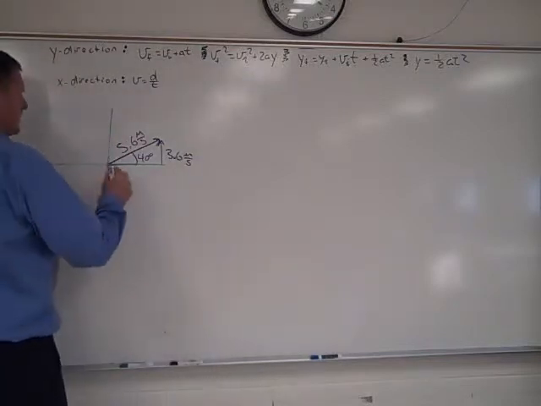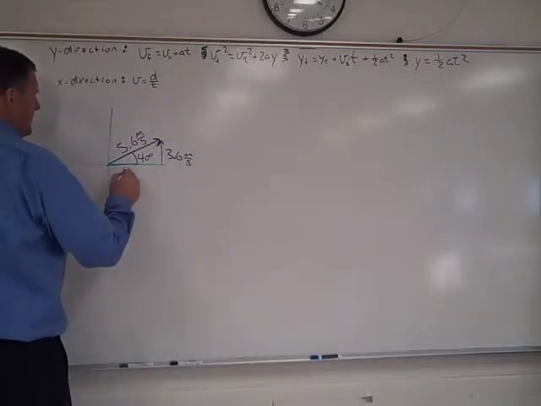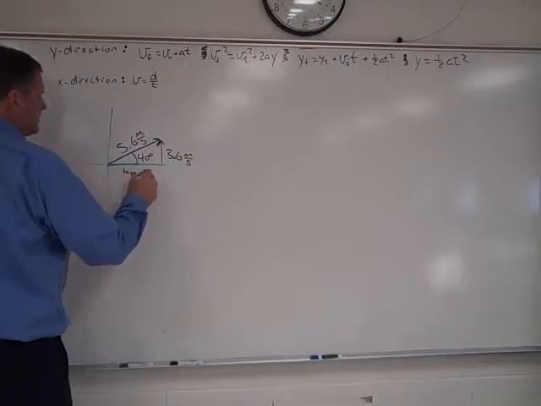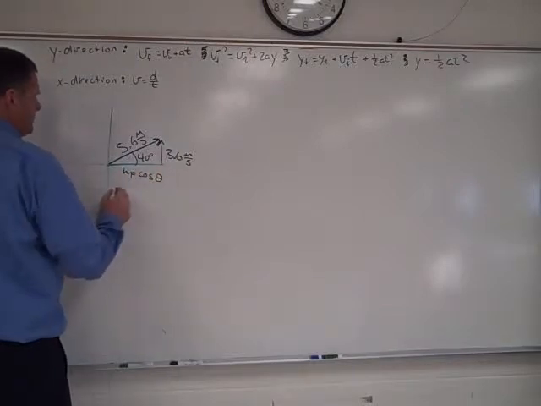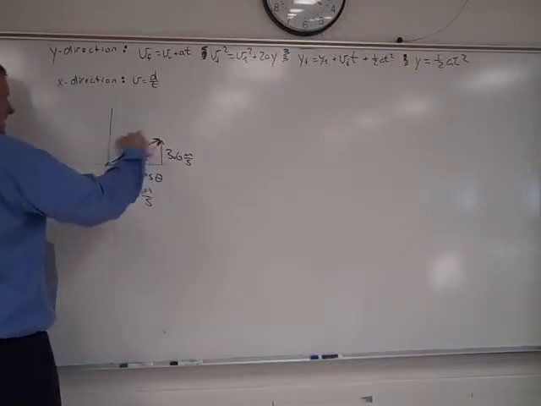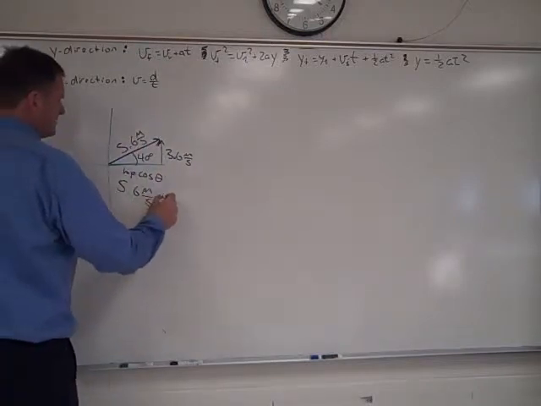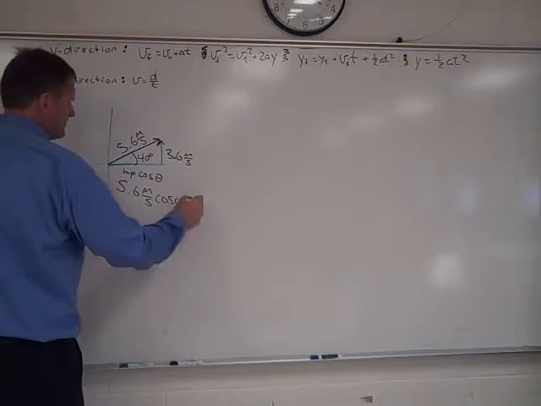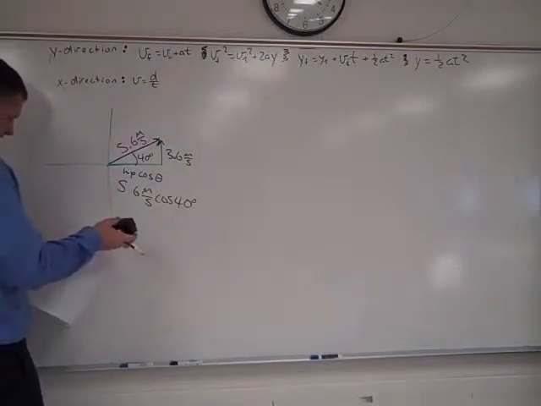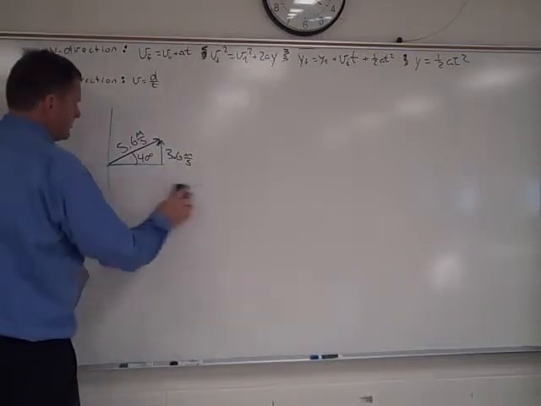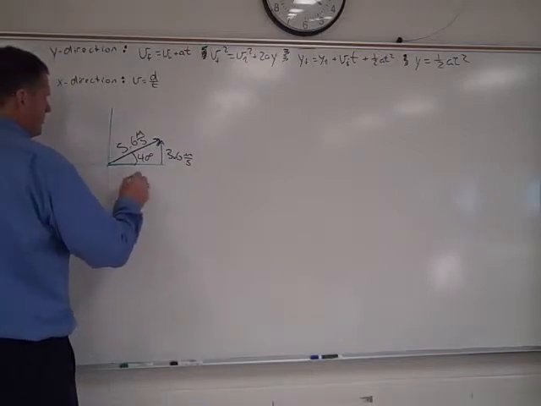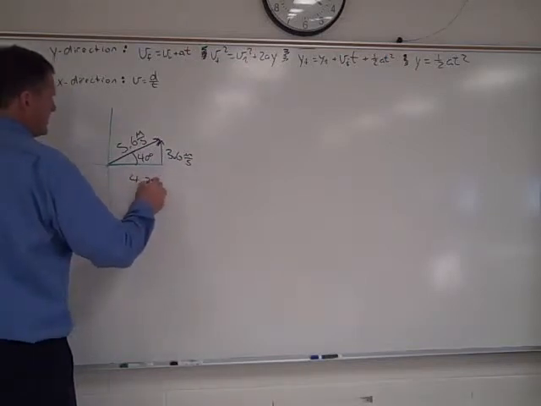And down here, we're going to have hypotenuse cosine theta, which is, again, 5.6 meters per second, that's the hypotenuse, cosine of 40 degrees. And if you put that in your calculator, you land up with 4.3 meters per second.